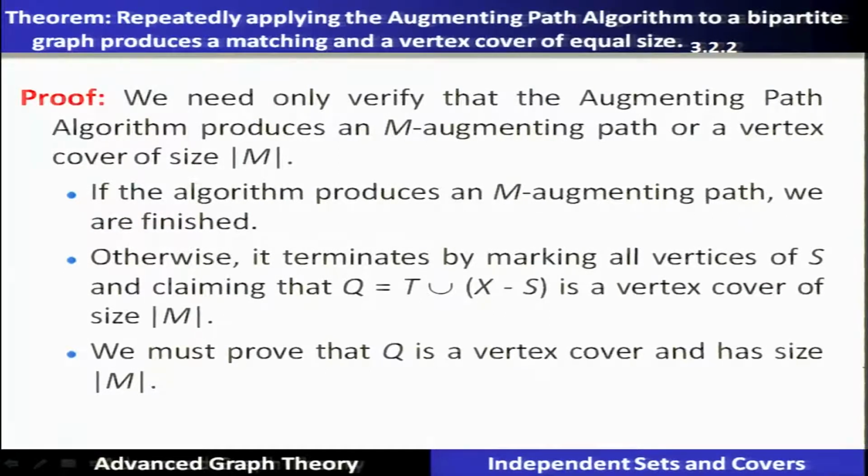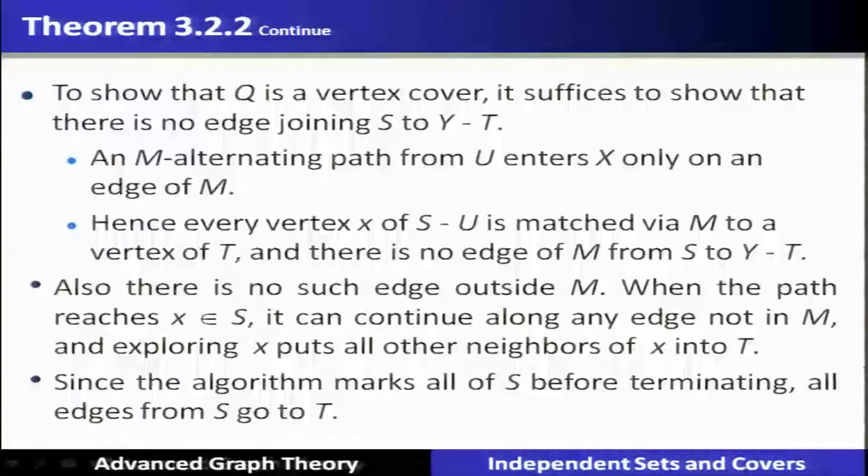Otherwise, it terminates by marking all the vertices of S and claiming that Q, which is T union X minus S, is a vertex cover of size m. So, we must prove that Q is a vertex cover and has size m. To show that Q is a vertex cover, it suffices to show that there is no edge joining S and Y minus T, that we have already seen in the figures.